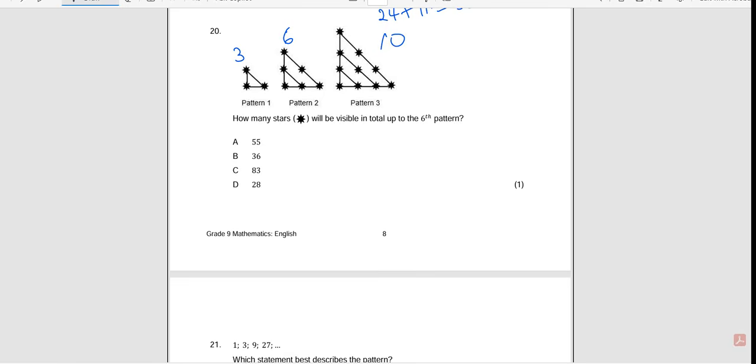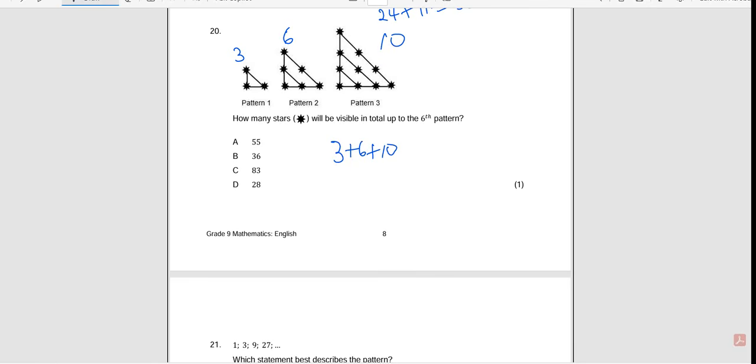So how many stars will be visible in total? We need the sum, guys. We don't need the number of stars that will be in pattern 6. We need the sum. So the sum is going to be up to the 6th pattern. We're going to add everything. It's going to be 3 plus 6 plus 10.